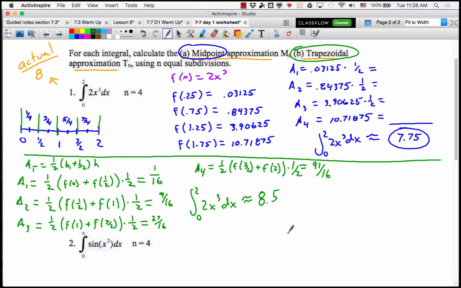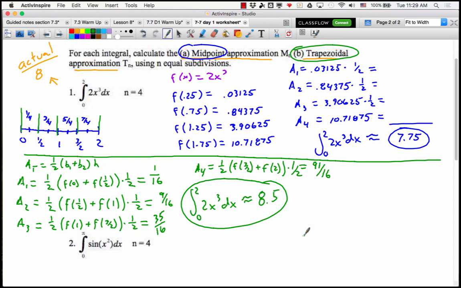Third one's off. Third one? It's not 27/16? That's my bad. It should be what? 35 over 16. Okay, thank you. No problem. Okay, 35 over 16. So we get 1/16, 9/16, 35/16, and 91/16, and it's approximately 8.5. So as you can see, midpoint is going to be more accurate than the trapezoid. Trapezoid is 8.5.